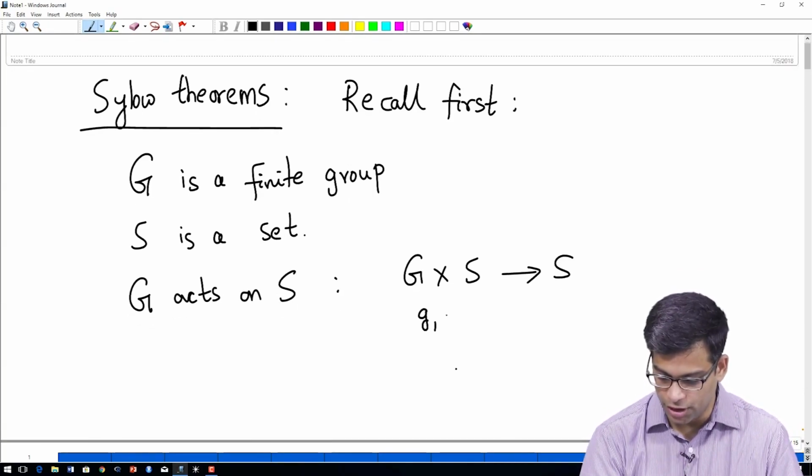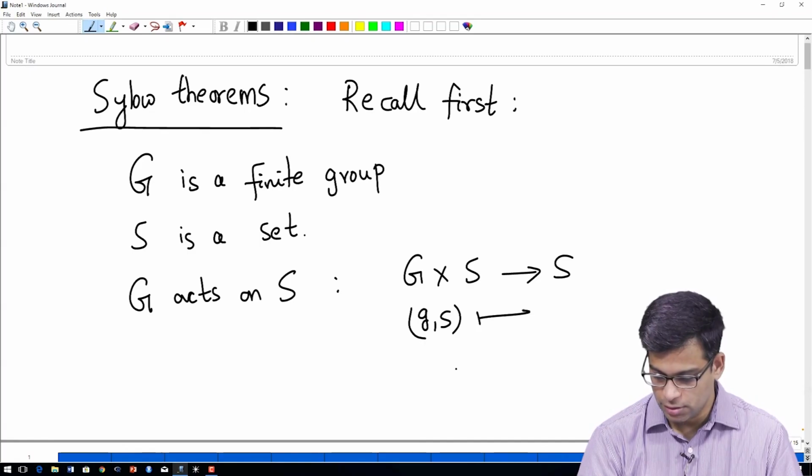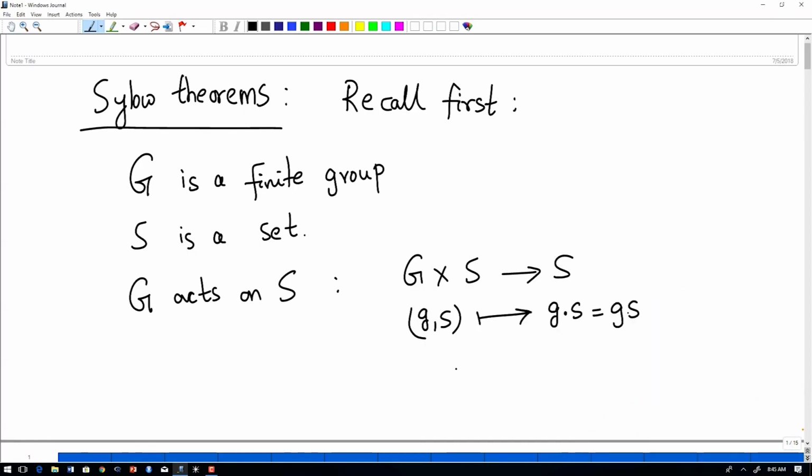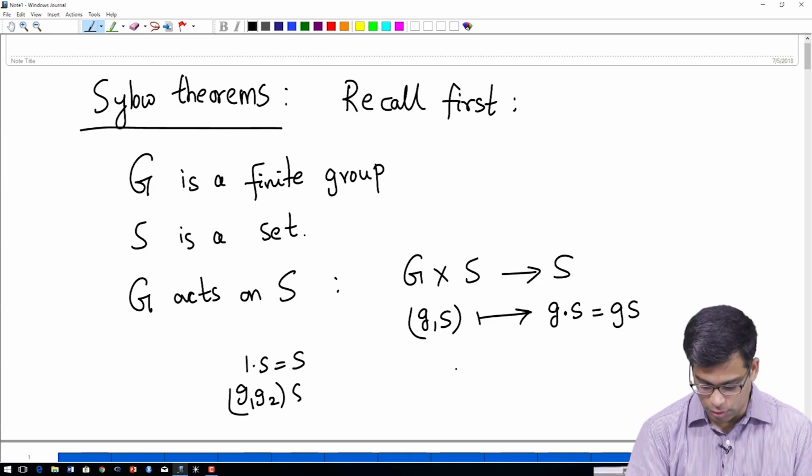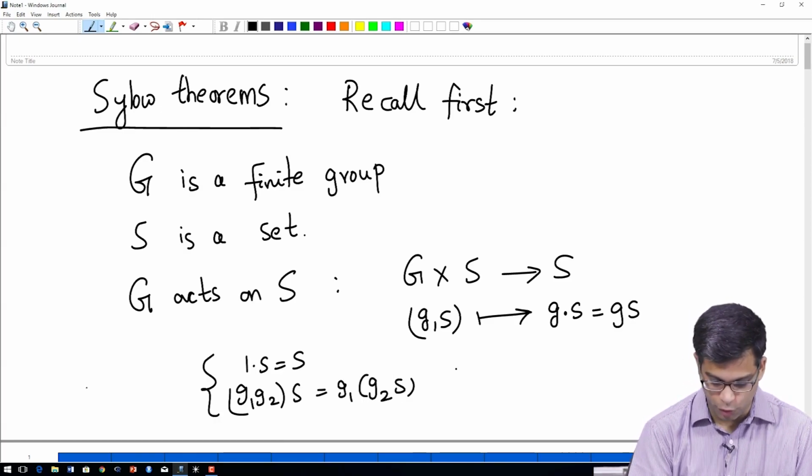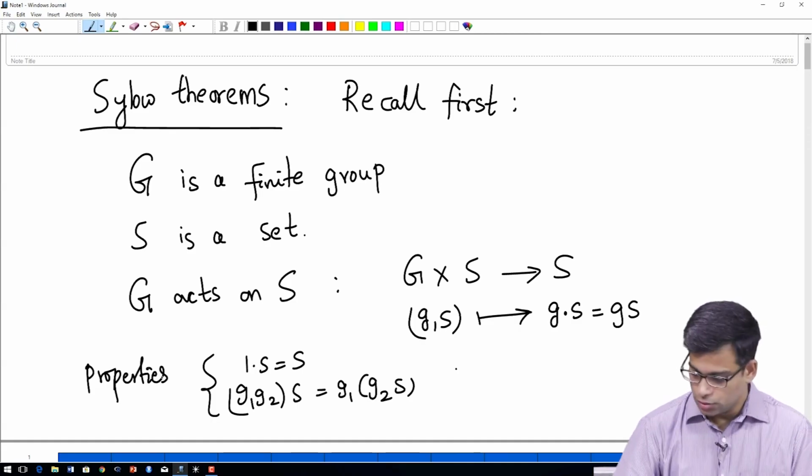You have an element g and an element s. We map it to what we call g dot s, or sometimes we just write it as gs, and it has the usual properties: 1 dot s is s, and g1 (g2 s) is (g1 g2) s. Okay, so these are the properties of a group action.